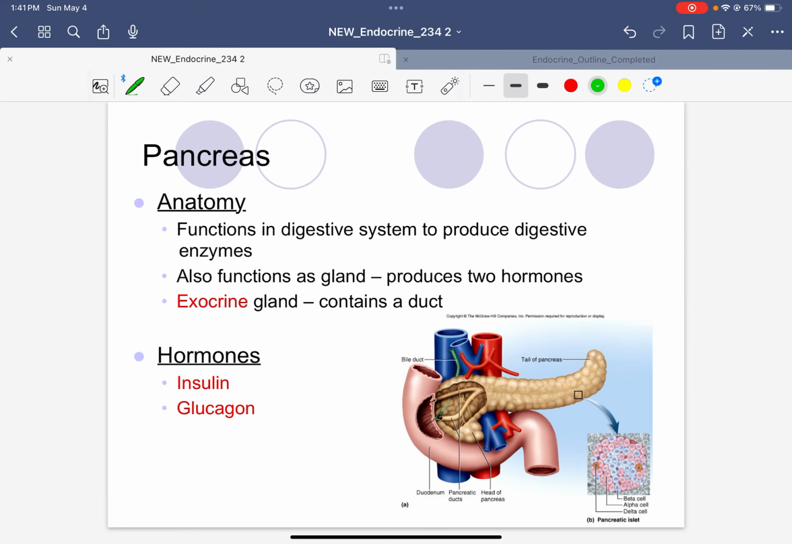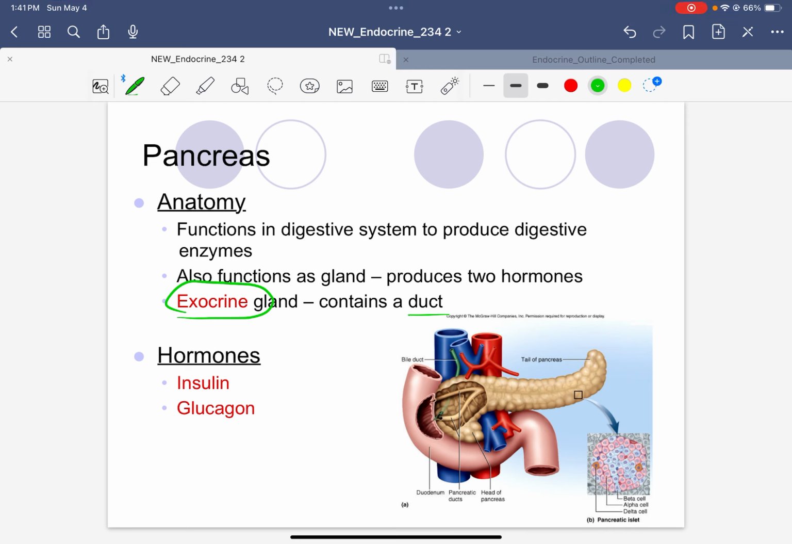If I skip it, you don't need to know it. The pancreas, in addition to working in the digestive system, is also a gland. It is our example of an exocrine gland because it releases its hormones into a duct, and that duct will later lead to the bloodstream.